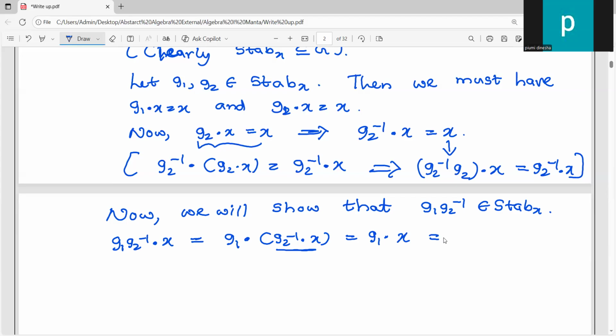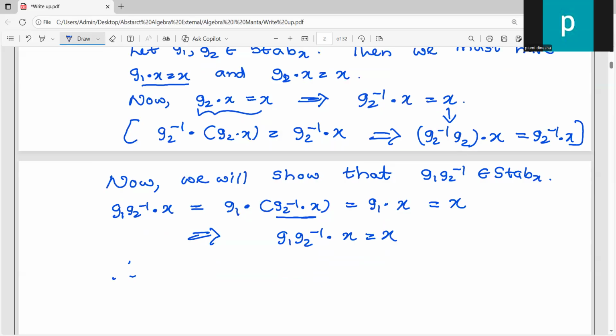And because g1 belongs in the set Stab(x), it also fixes x, and from the equation g1 dot x equals x, we know this is equal to x. In other words, we've got g1 g2 inverse dot x to equal x. So g1 g2 inverse fixes this element x, right? Therefore, by definition of the set Stab(x), we see that g1 g2 inverse belongs in Stab(x).